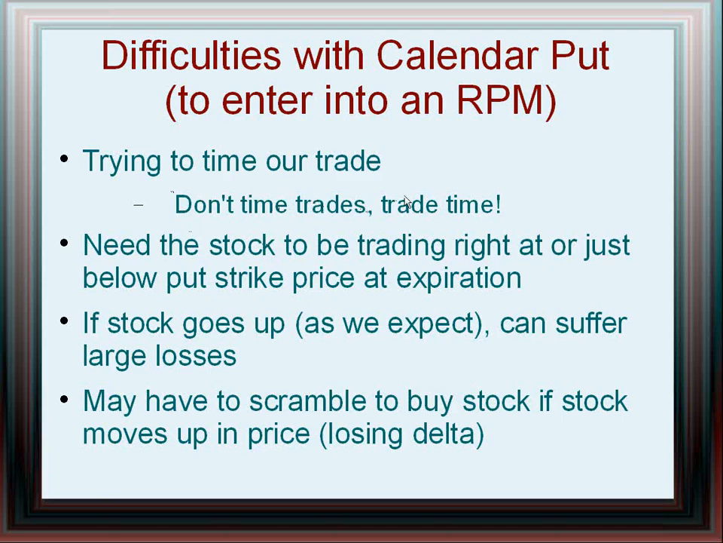One of the quick sayings Kurt uses: don't time your trades, trade time. Using the ATM bell curve, manipulating the time value. When I try to enter an RPM by using that calendar put spread, what am I saying? I'm saying in the first 30 days, I want the stock to be trading just around $35 per share in that tight window, and then in the next 60 to 90 days after that first 30 days, I expect the stock to go up to $40, $42, $43 per share.